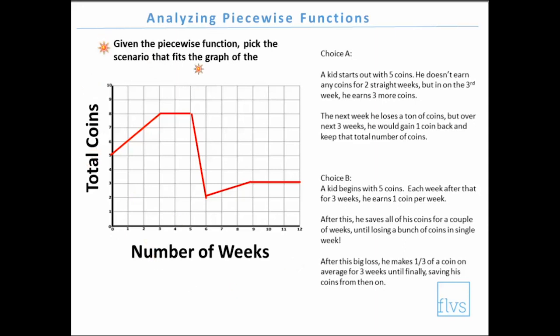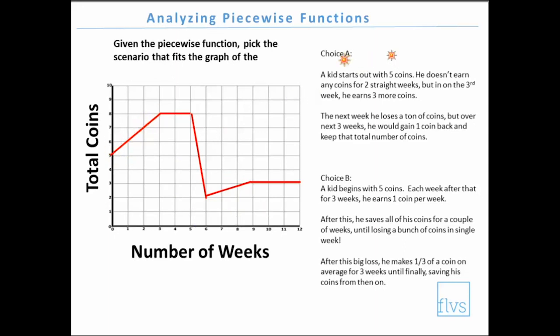And if we read the direction, it says, I'm going to give you the piecewise function, and I want you to pick the scenario that fits the graph. So think about this. Think about number of weeks, 0 here, and there's that. And you can see different kinds of changes, those intervals of change. Whenever it changes slope, that's an interval of change. And we've got some positive slopes, we've got some negative slopes.